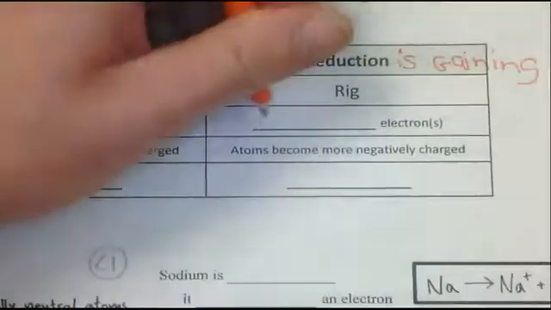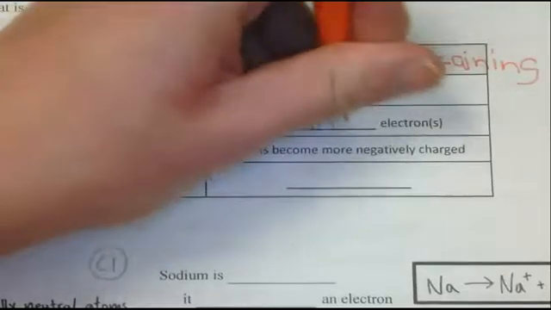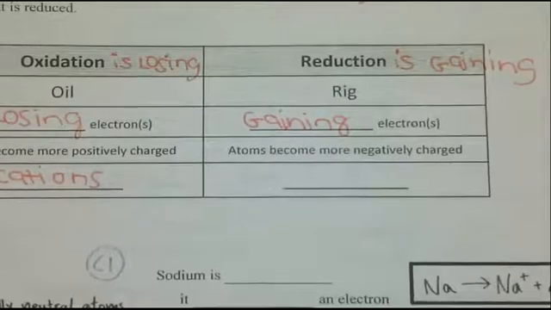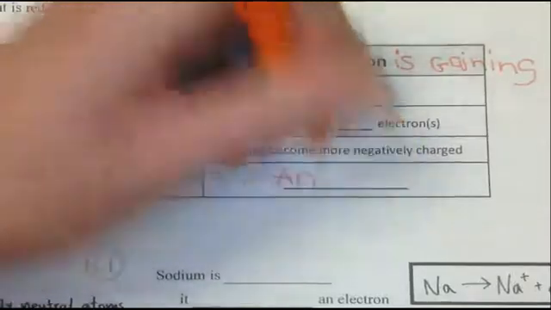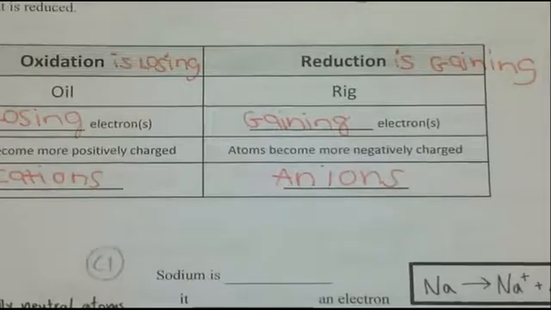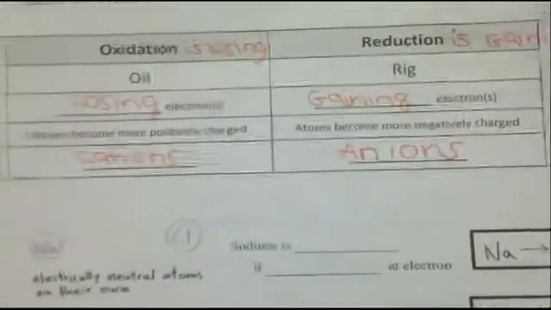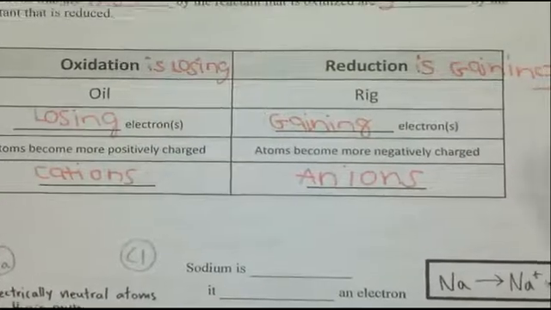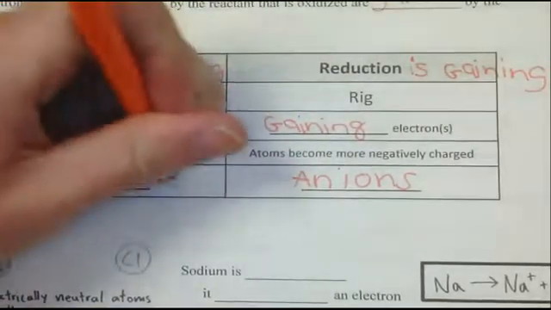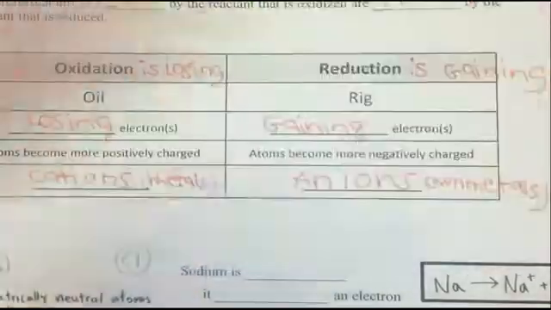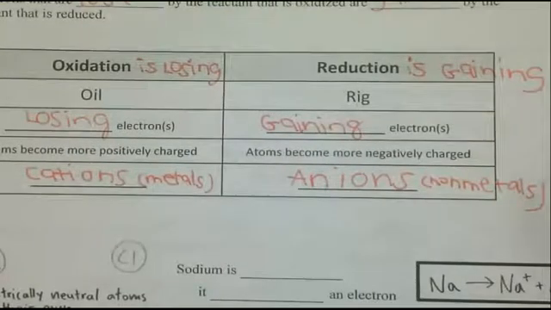So this is gaining electrons, which will cause our atom to become more negatively charged. We're going to increase the amount of negative charge on that atom. So this happens with anions or nonmetals. So maybe even write that in there. I'm going to write in metals, nonmetals.